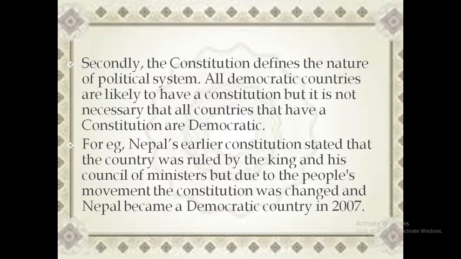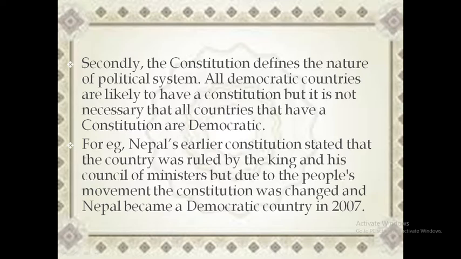All democratic countries are likely to have a constitution. Here a new word is introduced. The word democracy itself says demo, which means public, and another word, krasi, which means rule. So democracy means a country where there is public rule. Such a country where there is democracy is likely to have a constitution. But all the countries that have a constitution may not be democratic.